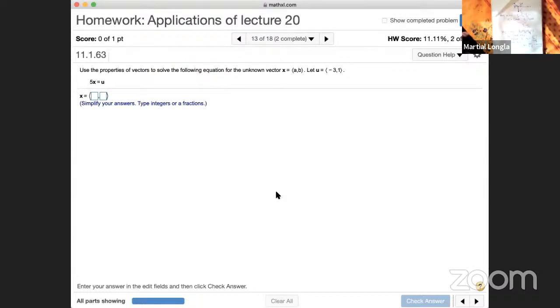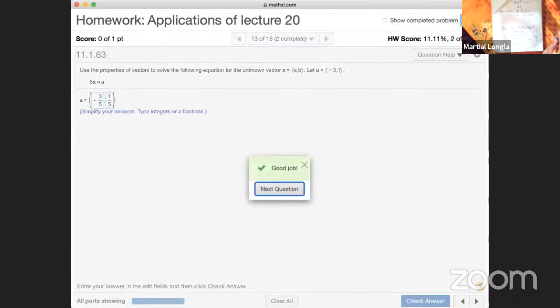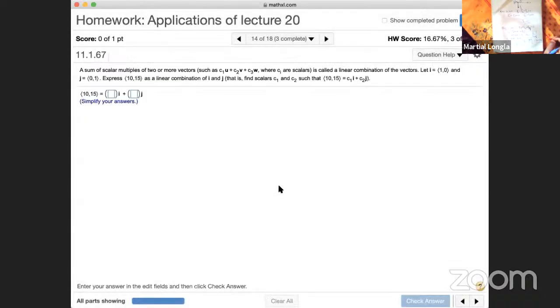Now, the other question I had there was use the properties of vectors to solve. The operation 5x equals u would lead you to x equals u over 5. And the way you divide a vector by a number is you divide each of the components by that number. So u is -3, 1, divided by 5: -3 over 5, and 1 divided by 5, and that should give you the answer to the question. So technically, this is showing you how you divide a vector by a number.